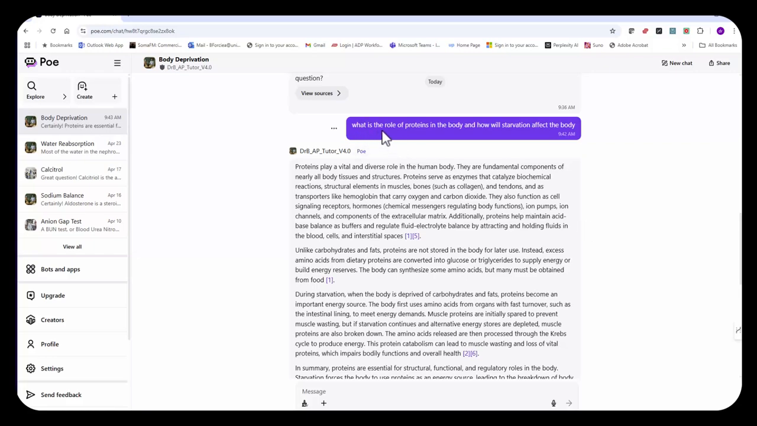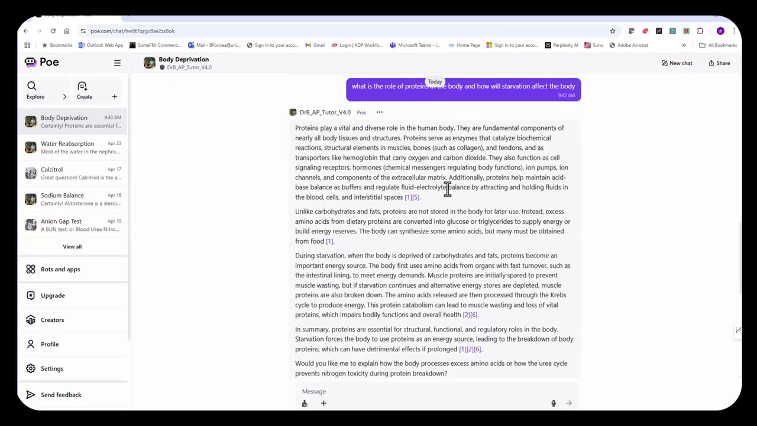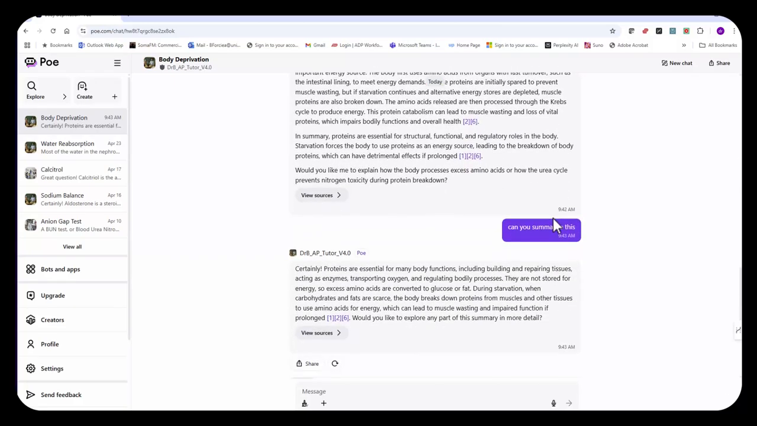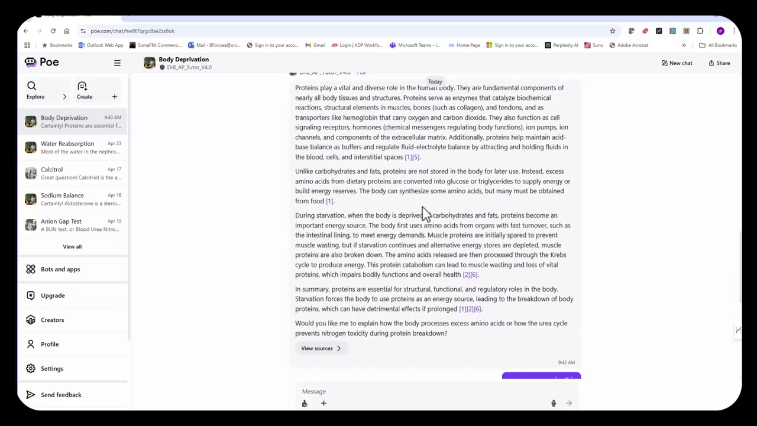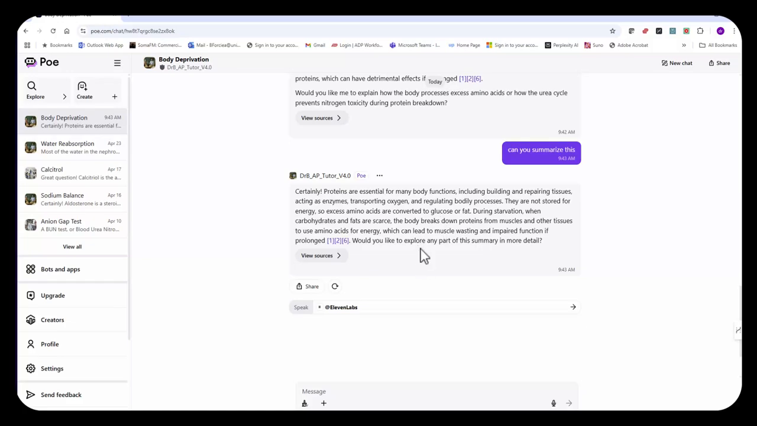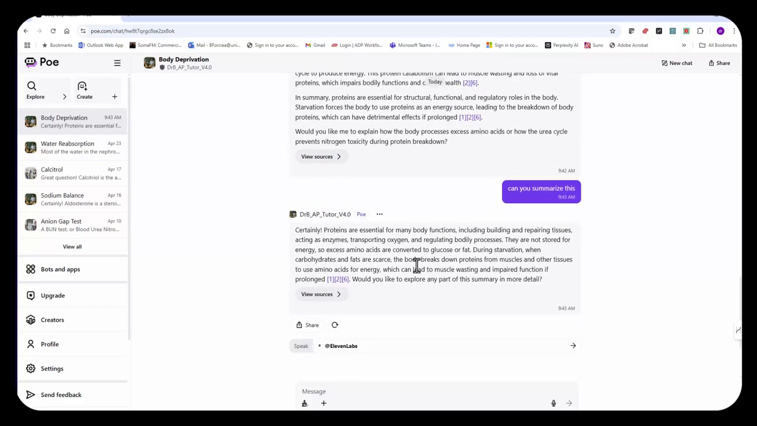In this case, I said, I want to know more about protein. So it gave me a lot of detailed information about proteins. I thought it was a little bit much there, so I said, can you summarize this? And it did. And that's pretty much what the course wants, more of a summary of this information. And there again, it referenced where everything came from, so I know exactly where the information came from.